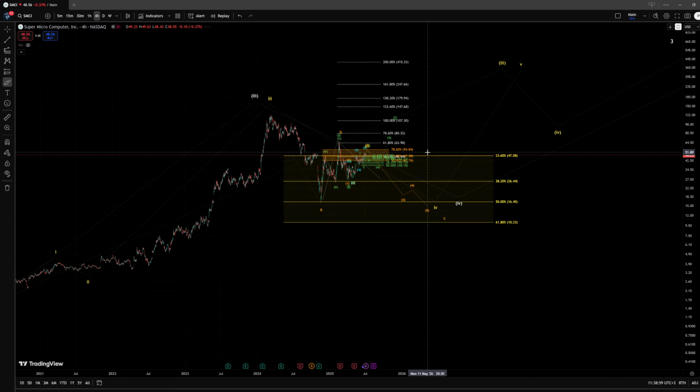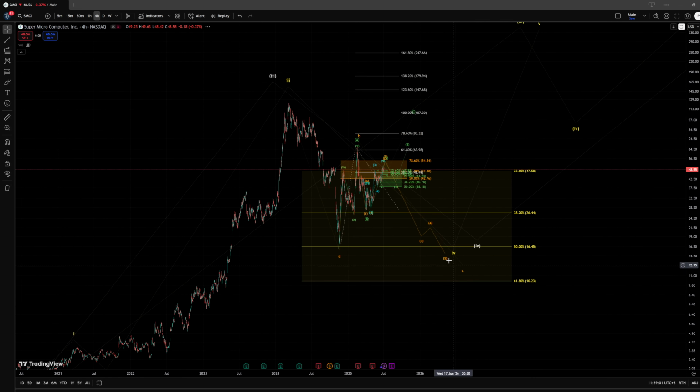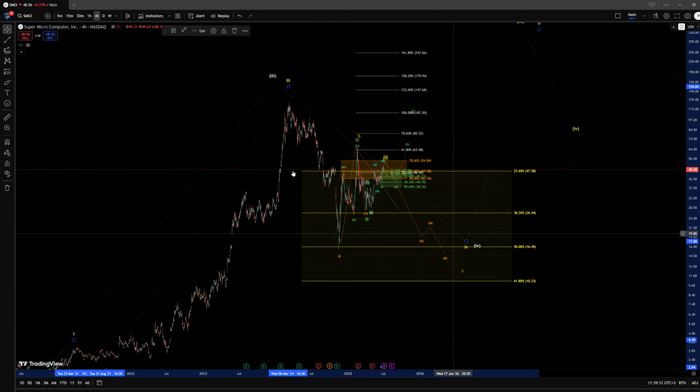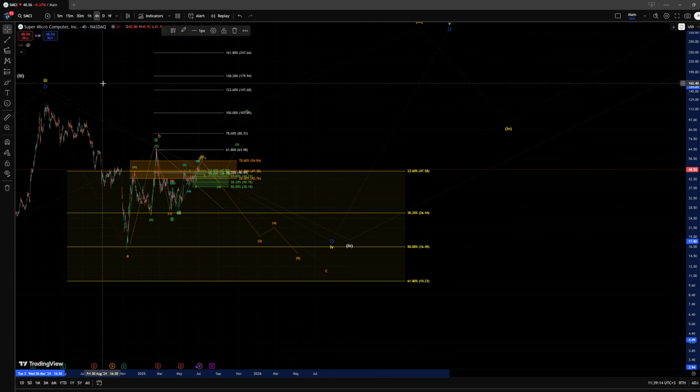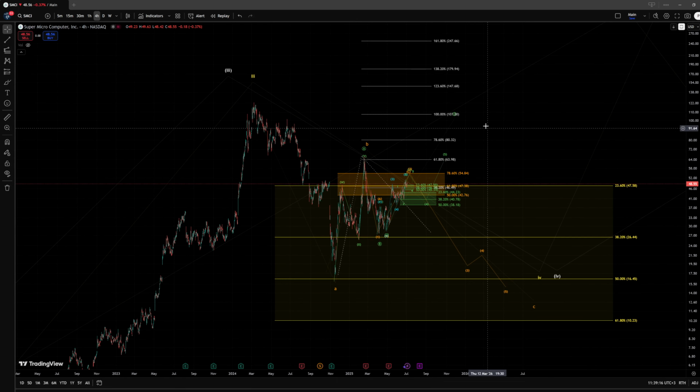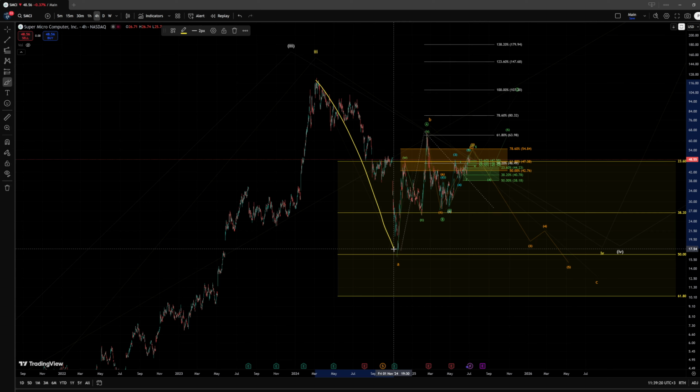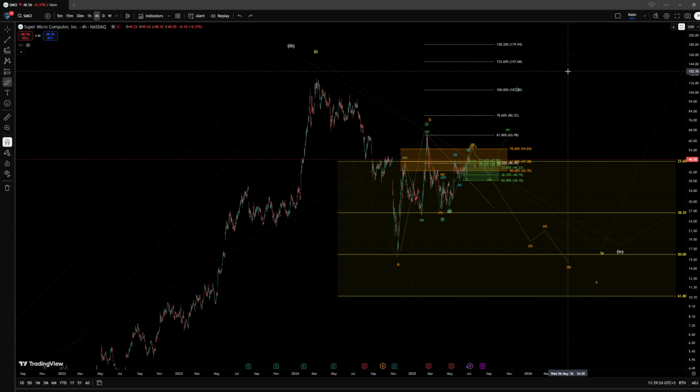Now, going into the shorter time frame, it is possible that this wave 4, in either the yellow or the white scenario, has completed here and we are going directly higher. But there's also the orange scenario in which we only completed the A wave here, and then the B wave up, and then the C wave to the downside.